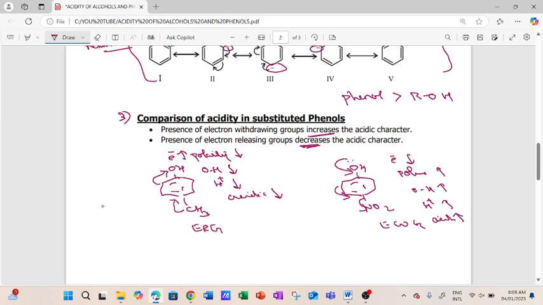So this is the third comparison between different types of substituted phenol. If only phenol is there, with no substituent, the position of that phenol comes in between that of electron withdrawing group and electron releasing group. So these are the three comparisons to understand the acidic character between different types of alcohols.